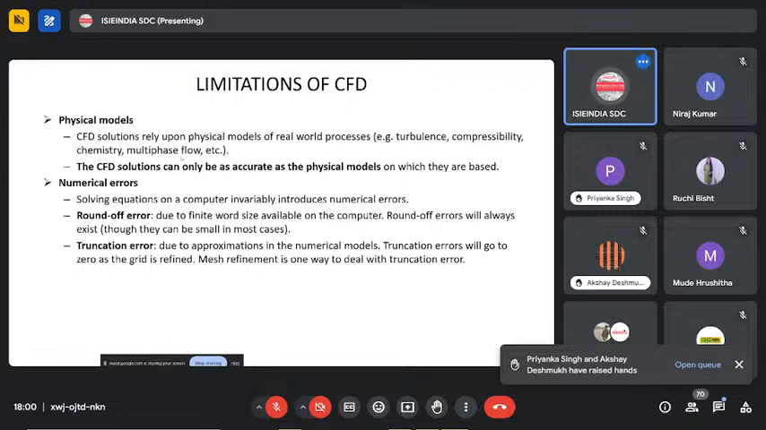The derivatives in the governing equations are approximated by differences on a grid, which introduces a truncation error. The truncation error decreases as we refine the grid, meaning that the mesh size is made smaller and the approximation becomes closer to the exact value. However, refining the grid increases computational cost and time. So these are some of the limitations of CFD.